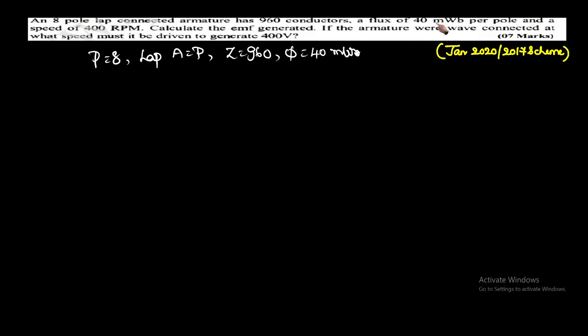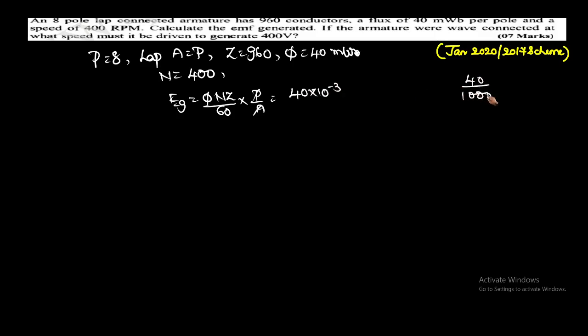Next, speed N is given as 400 rpm. Calculate the EMF generated. The EMF generated is phi NZ by 60 into P by A. Here A will get cancelled. Phi is 40 into 10 to the power of minus 3, so 40 divided by 1000, which we can write as 0.04. So directly I am writing 0.04 into speed, given as 400 rpm.